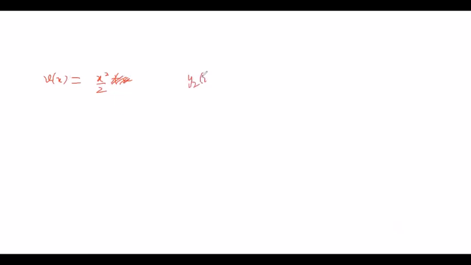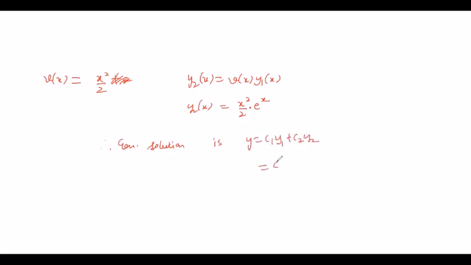So what is y2(x)? It is v(x) times y1(x). So x square by 2 into e raised to power x. That is my y2. So I got my y1 and y2. Therefore, the general solution is given by y is c1 y1 plus c2 y2. So c1 e raised to power x plus c2 x square by 2 e raised to power x. This is my general solution. And now if they particularly give you two conditions, using those two conditions you can find the values of c1 and c2.